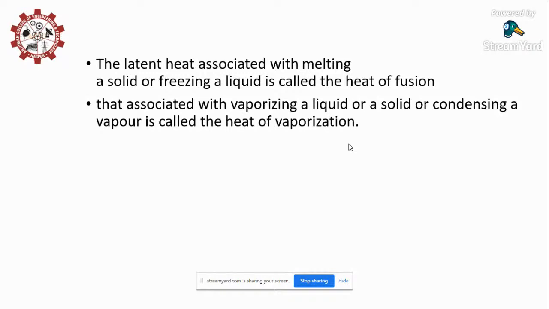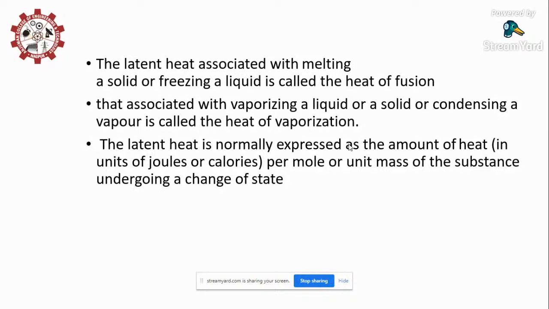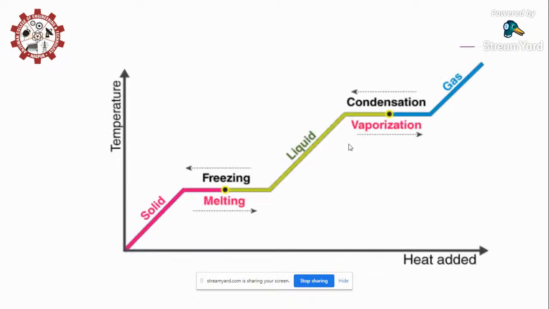That which has been associated with vaporizing a liquid or a solid or condensing a vapor is known as heat of vaporization or latent heat of vaporization. The latent heat is basically expressed as the amount of heat per mole or unit mass of the substance undergoing a change of state. Physical state में changes आएंगे, solid, liquid to gaseous or vice versa.